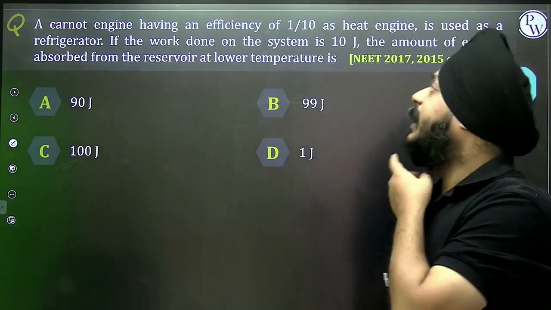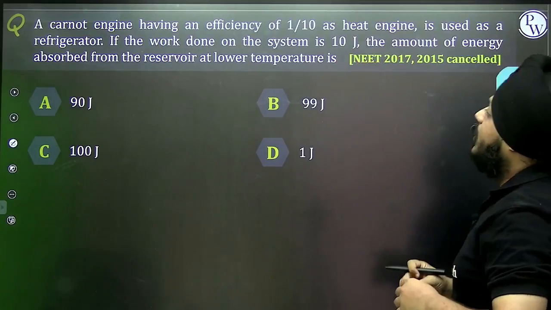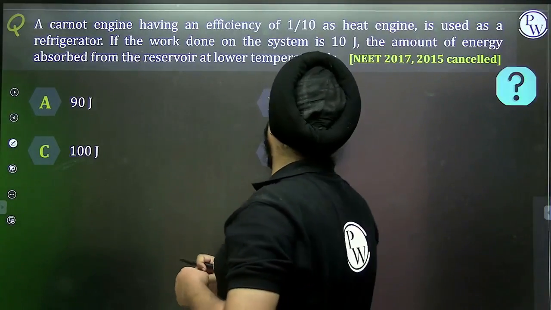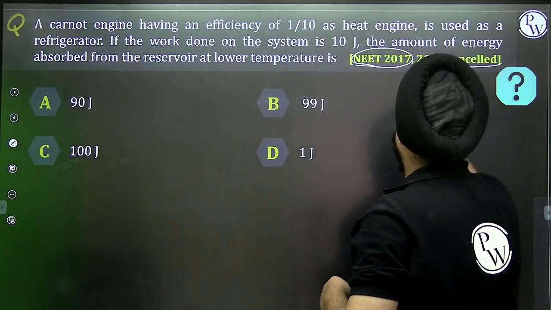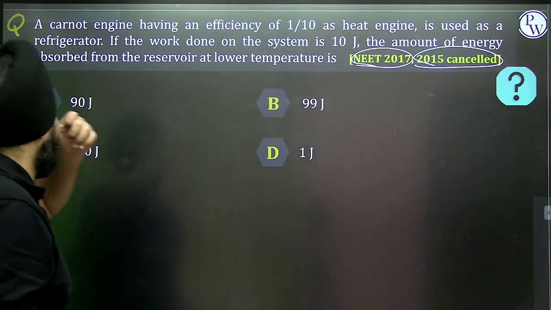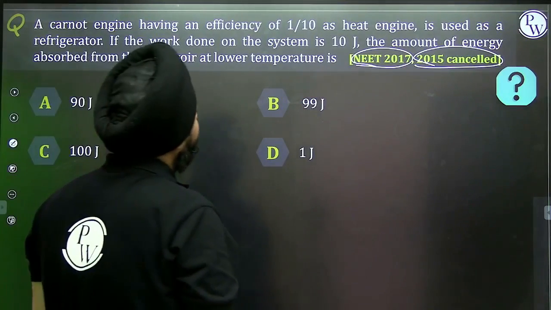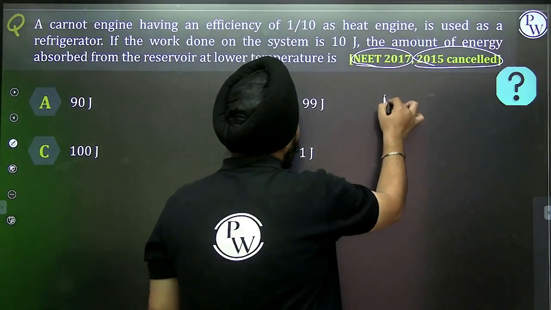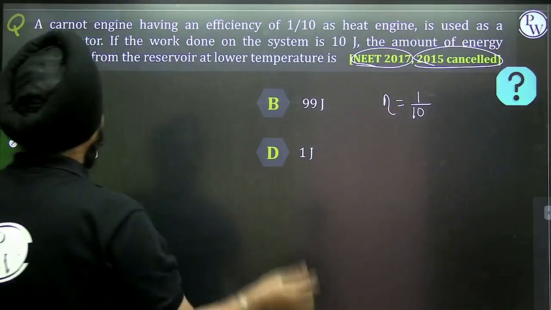A Carnot engine having efficiency 1/10 as a heat engine is used as a refrigerator. This question has been asked three times, in NEET two times, and in NEET 2017, which was cancelled. It might be that it was cancelled, which is why it was asked in 2017. The efficiency of the Carnot engine is 1 by 10 when used as a heat engine. Suppose it is used as a refrigerator.